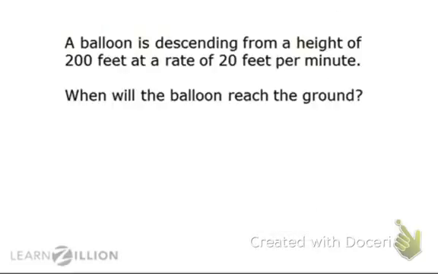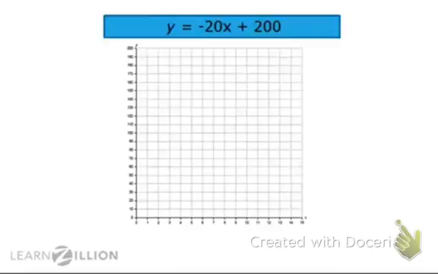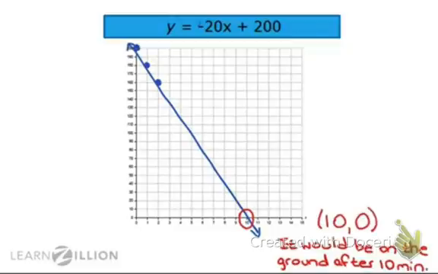Suppose a balloon is descending from a height of 200 feet at a rate of 20 feet per minute. When will the balloon reach the ground? This function is modeled with the equation y equals -20x plus 200. We can graph this by putting a point at 200 on the y-axis and counting down 20 and over 1 for our next point. Once we join those points in a line, we can extend the line to see that the balloon will hit the ground in 10 minutes.